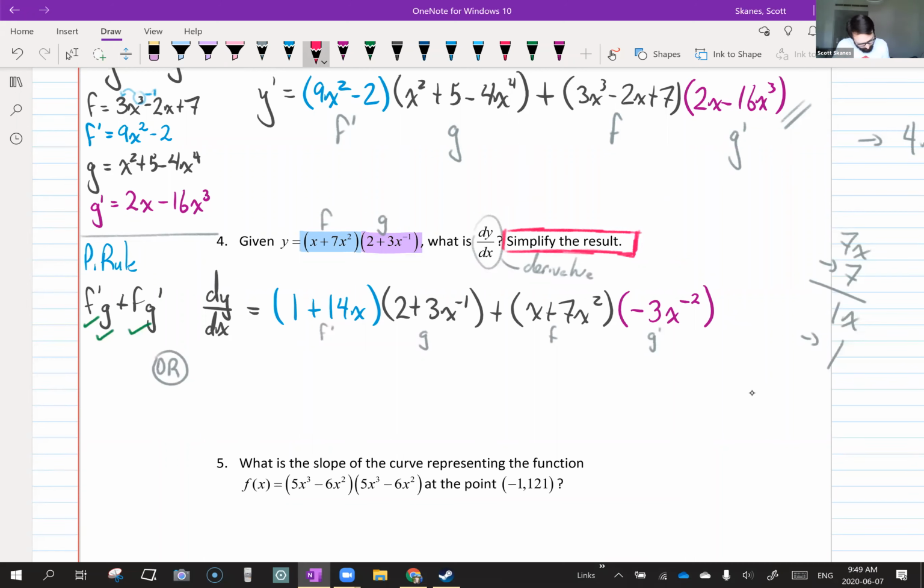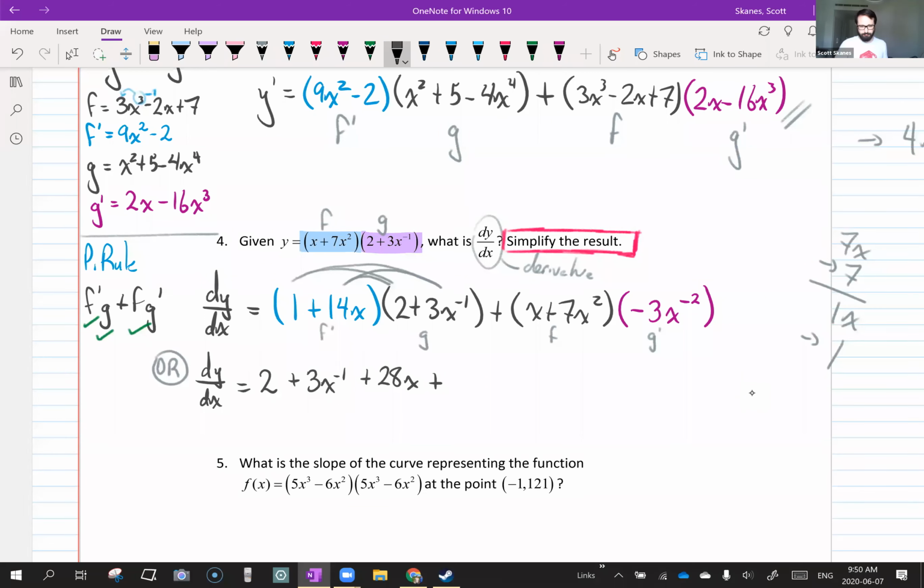So that's what I'm going to do. I'm going to open all the brackets and expand this out. So really dy by dx is what? Well, I need to do 1 times 2, which is 2. I need to do 1 times this, which is 3x to the power of negative 1. Then I need to do 14 times 2, so 28x. And I need to do 14x times this, which is what? What's 14x times 3x to the negative 1?